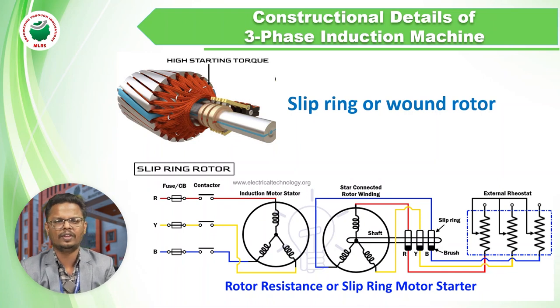Here the rotor winding is connected to slip rings, and these slip rings can be connected to external resistance to increase the starting torque. In the squirrel cage induction motor, we didn't have a chance of adding extra resistance, but in the slip ring induction motor we can add extra resistance from the slip rings. By adding extra resistance, the starting torque will be improved. So wherever we require high starting torque, we can use the slip ring induction motor, for example in cranes.